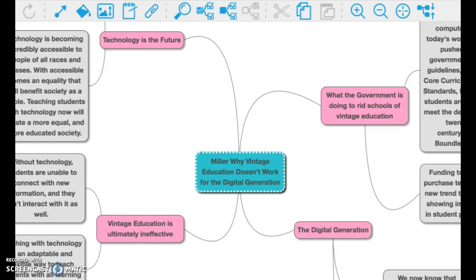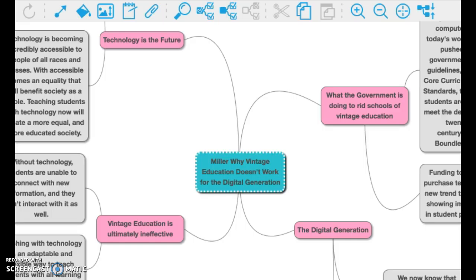My next favorite assignment we did was the mind map, and I really like being organized. I like color coding things, so this was really interesting to me to have something that's not pen and paper, but you can still be organized. For this one specifically, I chose to do why vintage education doesn't work for the digital generation, so that's what you're looking at here. But the basic idea of this organization is what I would expect for this assignment.